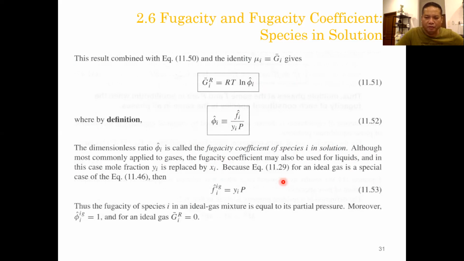For an ideal gas, it's a special case. Then the viscosity phi_i^ig is equal to this. Thus, the viscosity of species i in an ideal gas mixture is equal to its partial pressure. However, this viscosity coefficient of species i in solution is equal to 0 for an ideal gas, then the residual will be 0. So this should be the same, 1. Now, y_i P and the viscosity coefficient in solution are also the same as this, so this becomes 1. So the ln is then 0.